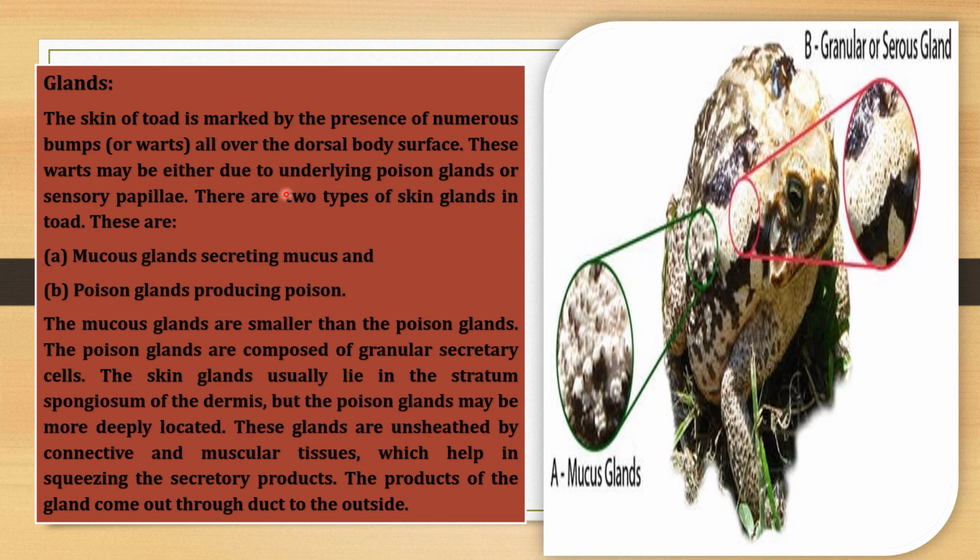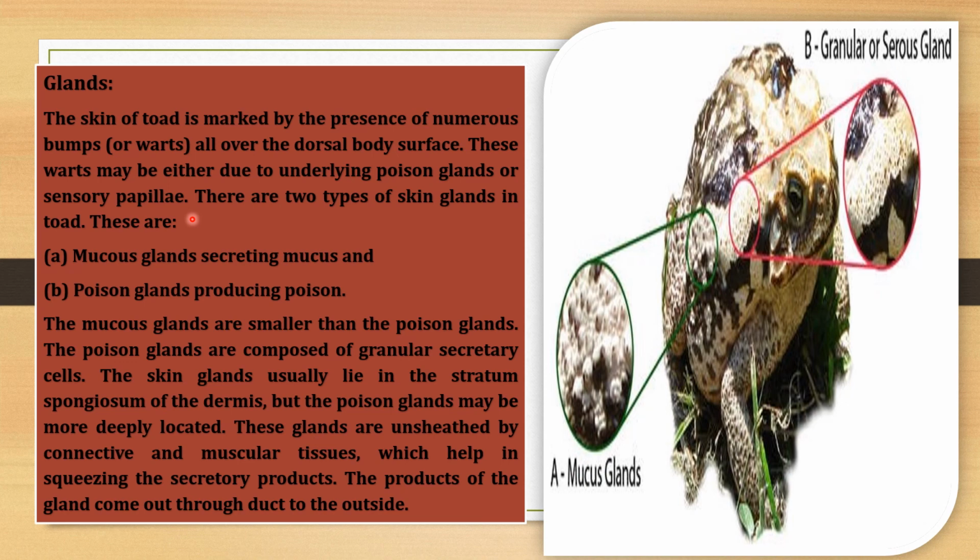These warts may be either due to underlying poison glands or sensory papillae. That means toads have lots of wart-like structures on their body, on their dorsal side skin. This is due to presence of underlying, that means under the skin, maybe there are some poison glands or sensory papillae. Papillae is also a rounded type of small organ, generally present in the tongue, but here they are talking about under the skin of the body of toad.